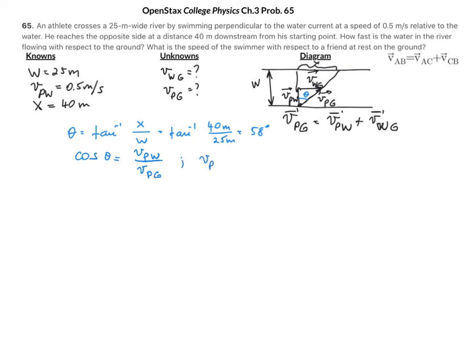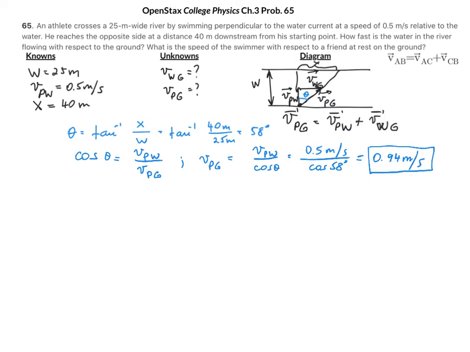So velocity of the person relative to the ground then will be velocity of the person relative to the water divided by cosine theta. So that is 0.5 meters per second divided by cosine 58. And when I plug in the numbers, I get 0.94 meters per second. So the swimmer is swimming at a speed of 0.94 meters per second relative to the ground, relative to his friend on the ground.